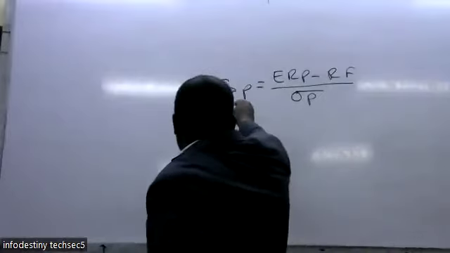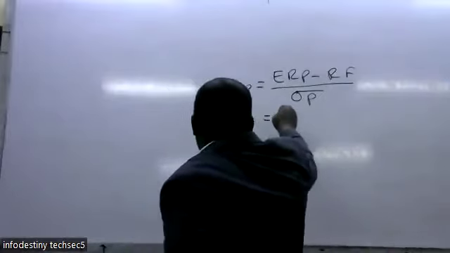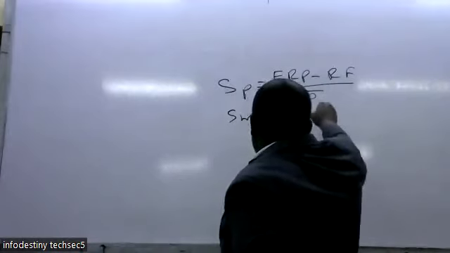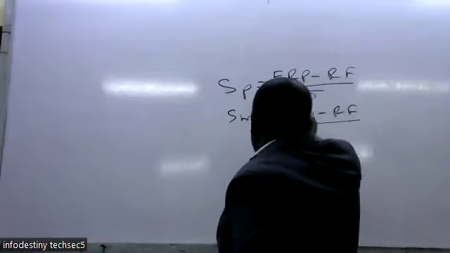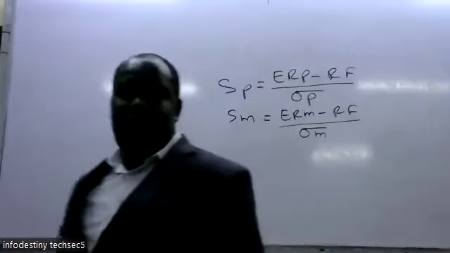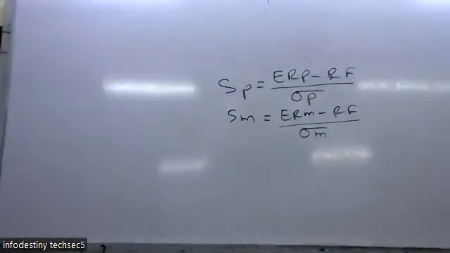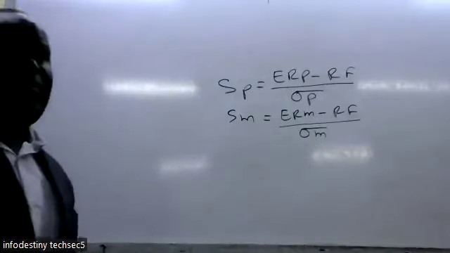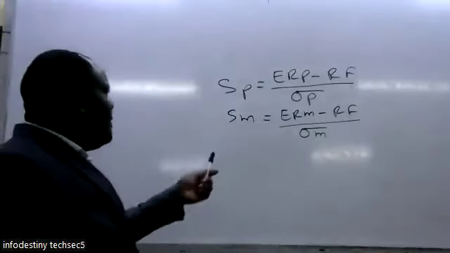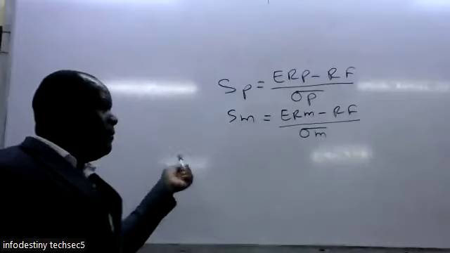So the Sharpe for the market is simply the expected return of the market minus the risk-free rate. We divide by the standard deviation for the market. All these terms are familiar to us. We used them in the previous classes.